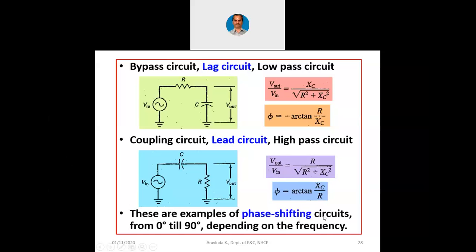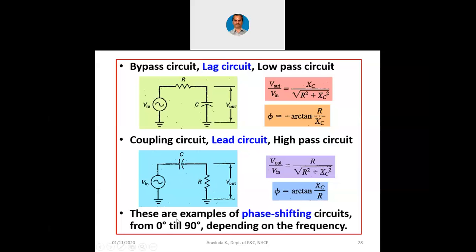These are examples of phase shifting circuits from 0 degree till 90 degree depending on the frequency. Now, this lead circuit or lag circuit can introduce maximum 90 degree phase shift. As you already know, by the application of this particular formula, it can produce maximum 90 degree phase shift, right from 0 degree phase shift.